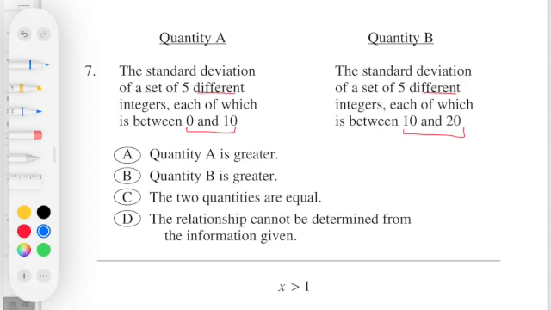So I'm going to pick my set to be 0, 1, 2, 3, and 4. All right. So our average here is 5 plus 5 is 10 divided by 5. So our average is 2.